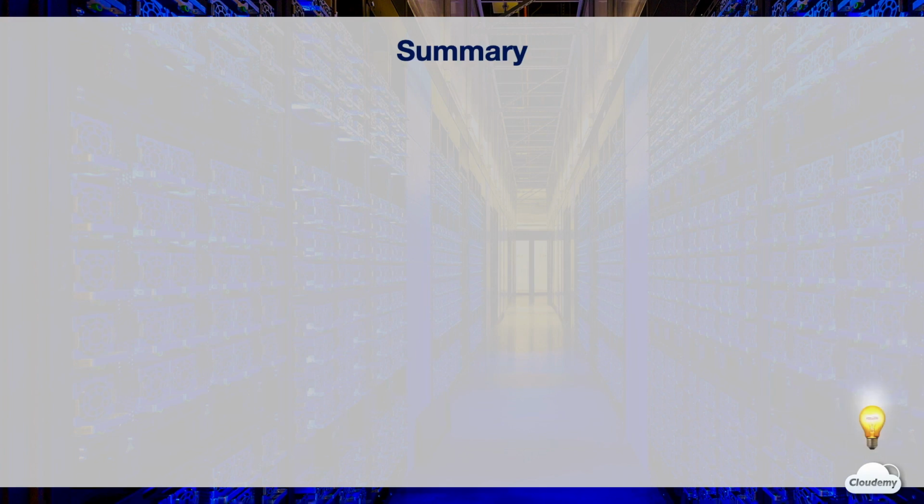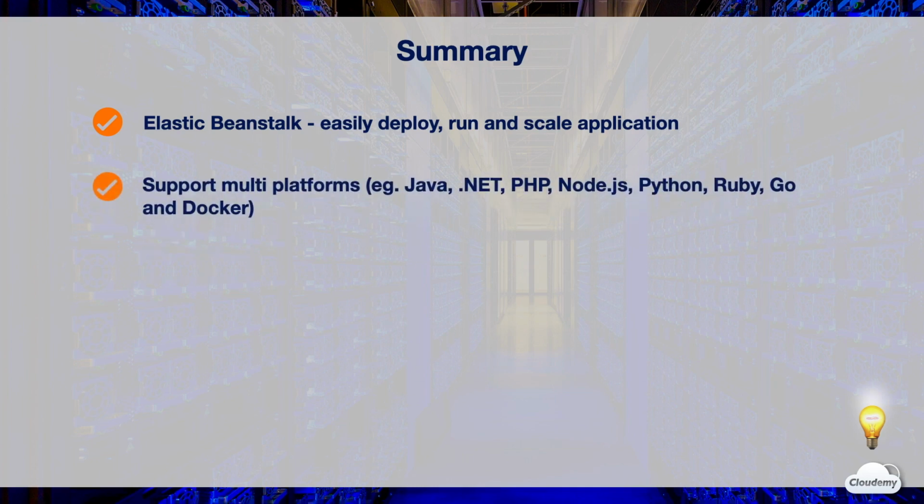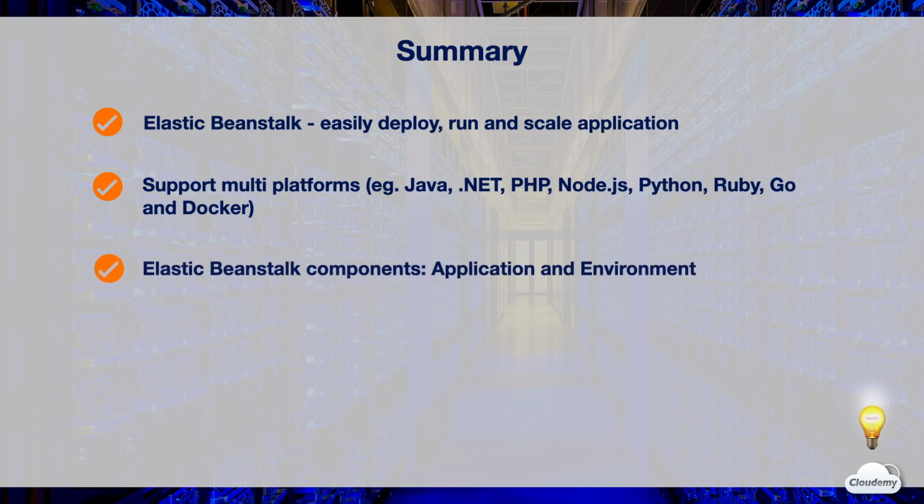In this episode, we've learned AWS Elastic Beanstalk. Elastic Beanstalk is the platform service that lets you deploy, run, and scale your application easily, by removing the resource management overhead. Elastic Beanstalk supports multiple platforms for various programming languages, such as Java, Python, PHP, Node.js, Ruby, Go, .NET, and Docker.